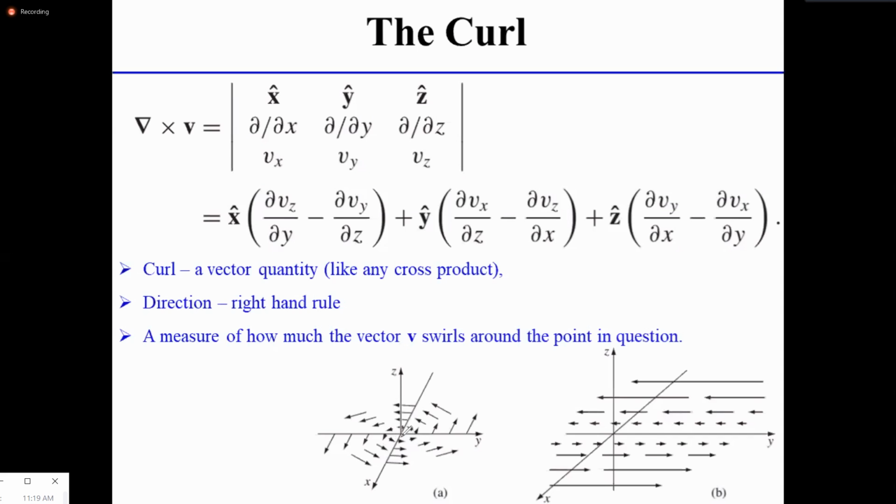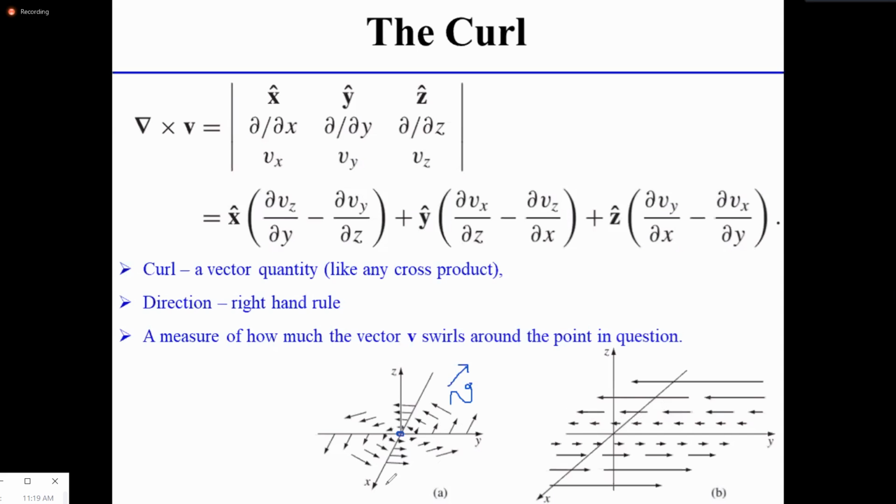For example, if you consider this point here and these vectors, suppose they are velocity vectors or v vectors, you can see that these vectors are actually curling around this point. If you try to give the direction to this curl, we point the fingers of our right hand in the direction of these arrows, and the thumb will give you the direction of the curl. So the curl of the field, or the function given by these arrows, will be pointing in the z direction.